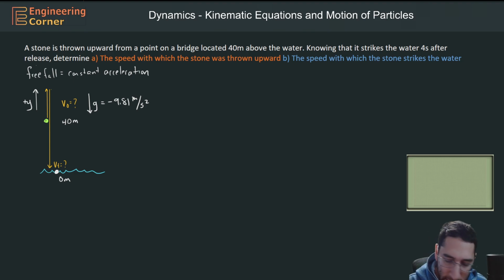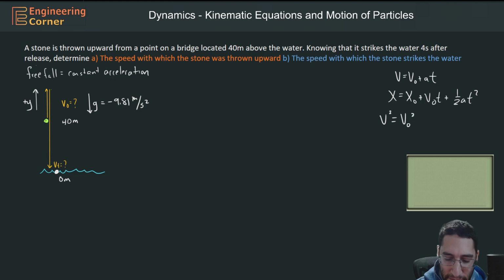All right, so let's list out the equations that we have. We have that our velocity is equal to our initial velocity plus acceleration times time. Our position is equal to our initial position plus our initial velocity times time plus 1/2 our acceleration times time squared. And our final velocity squared is equal to our initial velocity squared plus 2 times our acceleration times our final position minus our initial position. Okay.